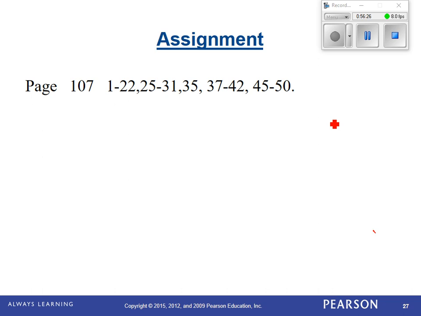Oh, why don't you put it on the back of that? I put it on the back of the notes. I do that too.